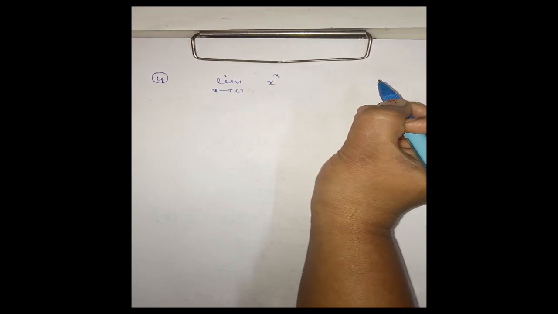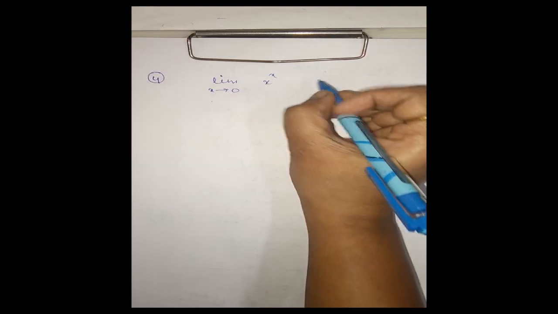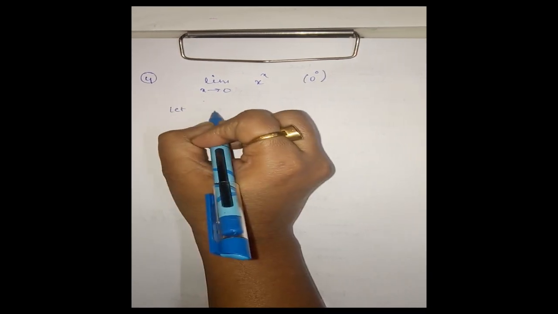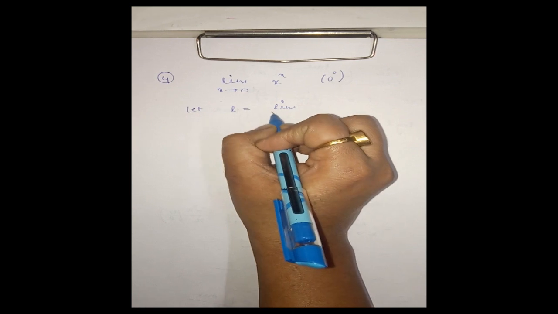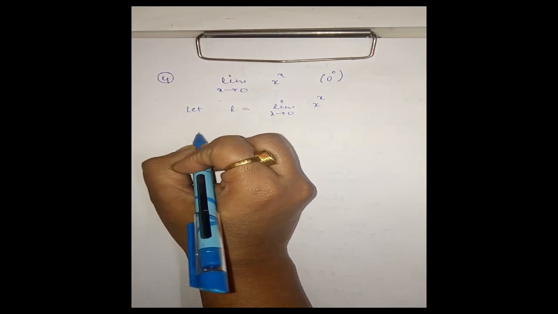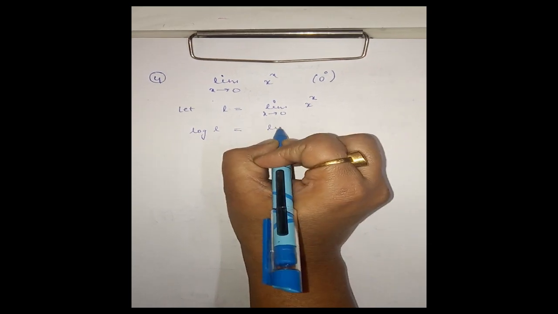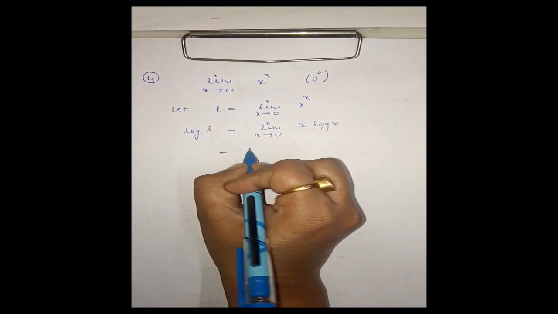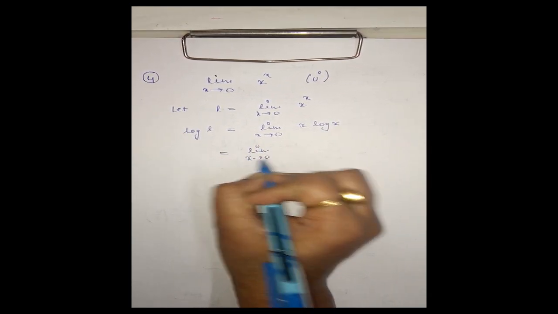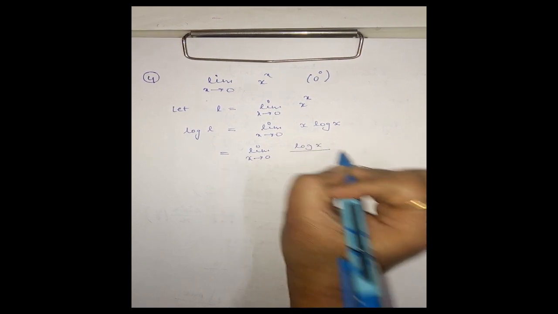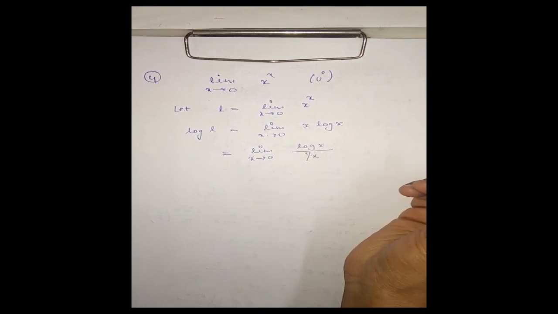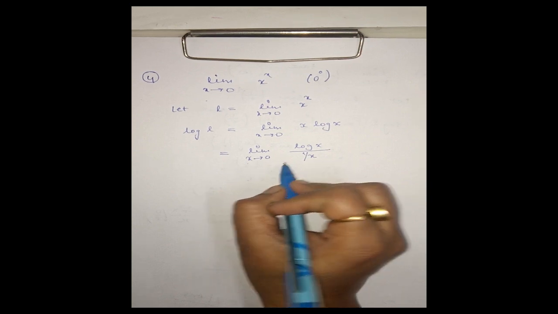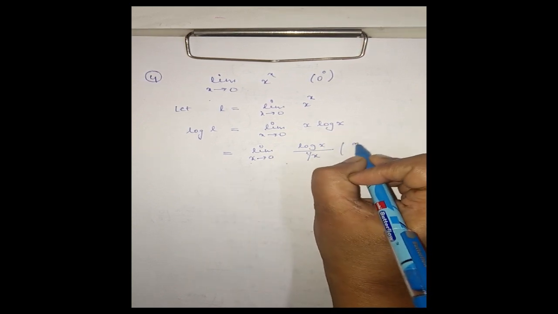Okay. Now taking limit as x tending to 0, this is 0 power 0 form. Again here also we let the limit be L is equal to limit x tending to 0, x power x. Taking log both sides, we get log L is equal to limit x tending to 0, x log x. Now this can be written as log x divided by 1 by x. On taking limit as x tending to 0, this will be infinity by infinity form.